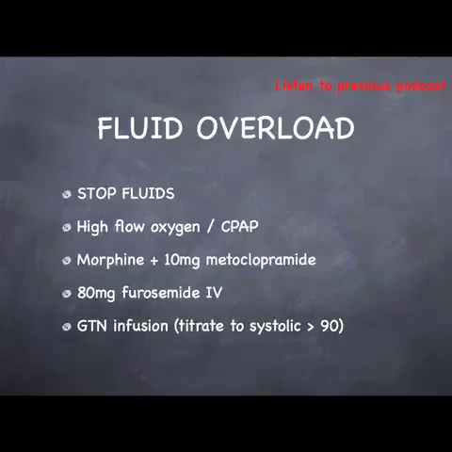Morphine, between 2.5 and 5 milligrams, depending on the state of the patient. 10 milligrams of metoclopramide, of course, should always be given with this. Give a diuretic, so 80 milligrams furosemide IV, and then think about giving a GTN infusion and titrate this to keep the systolic above 90 millimeters of mercury.